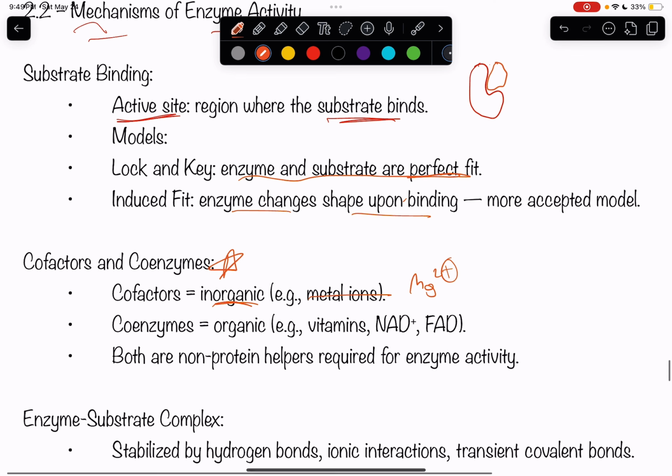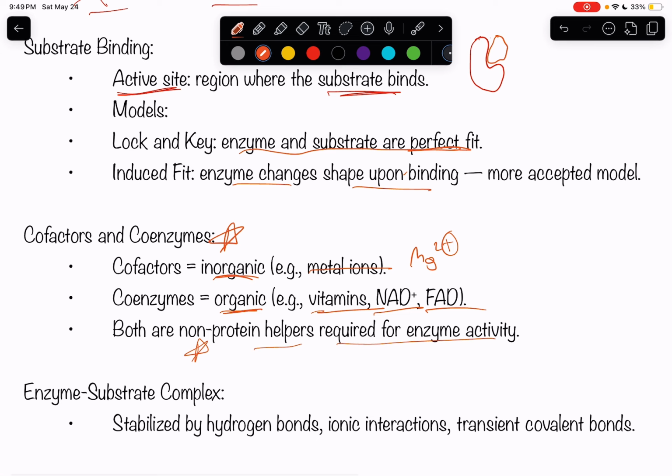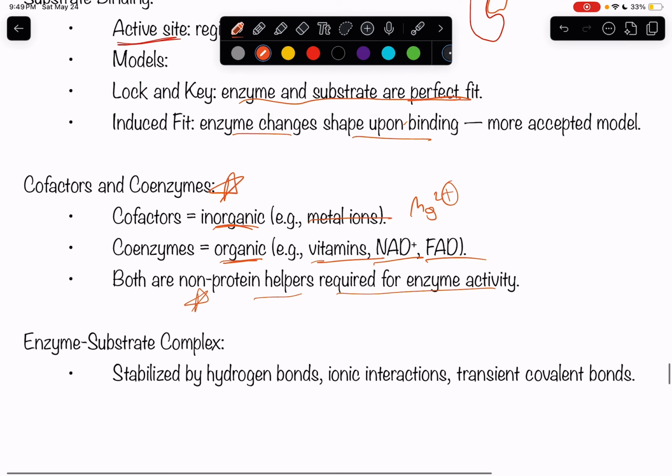And then your coenzymes are organic. So when you see your FADH, NADH, stuff like that. Both are non-protein helpers, and they're both required for enzyme activity. So these are not proteins, okay? Not proteins. Don't get them mixed up.